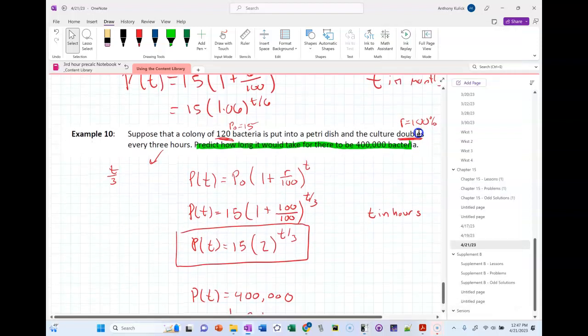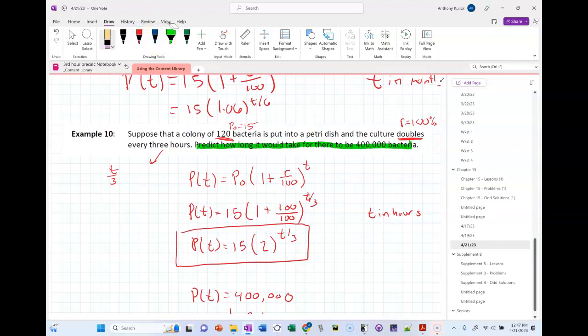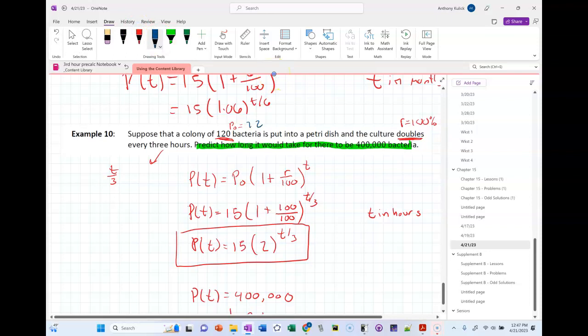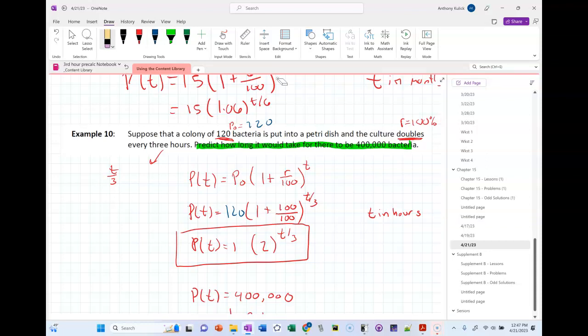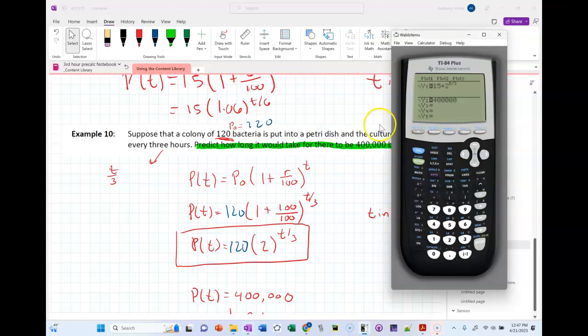You know what, guys? Look at what I did. How dumb is this? Nobody here is stupid. I underlined the 120 and then I wrote 15. How did I do that though? I have no idea. You have the excuse that this is the first time you're doing it. This is like the 30th time I'm doing it, and I still get the math wrong. There we go.